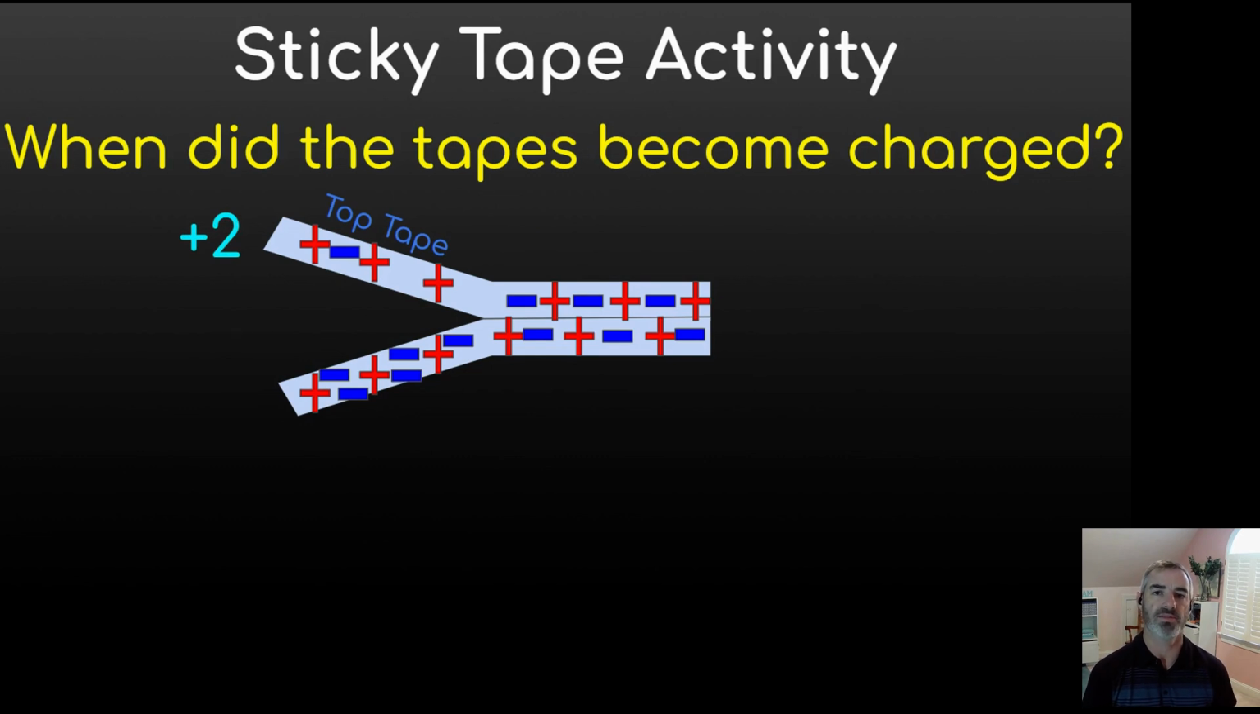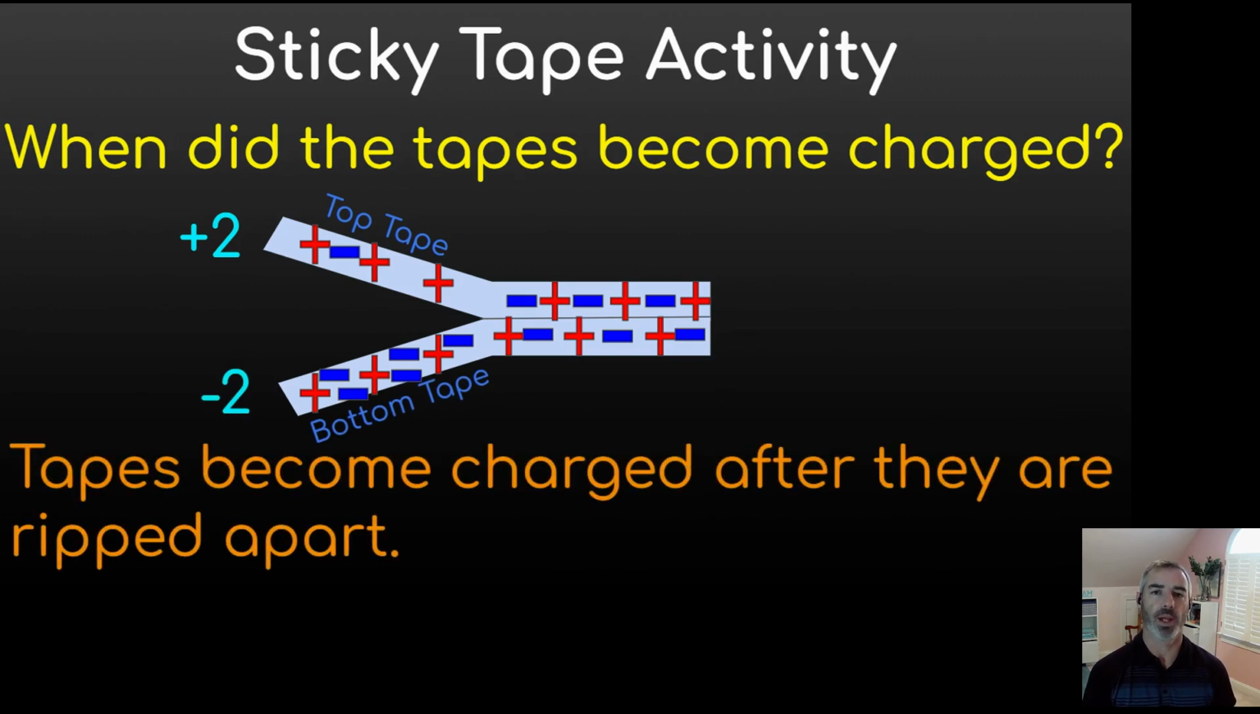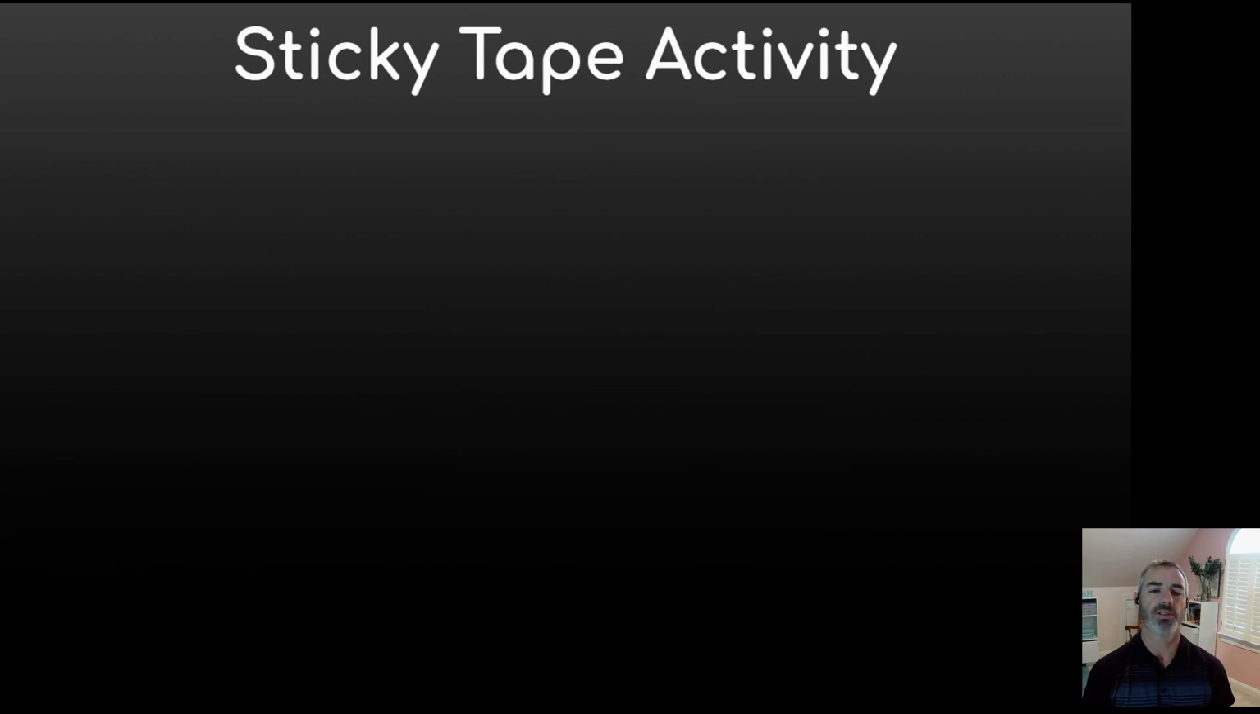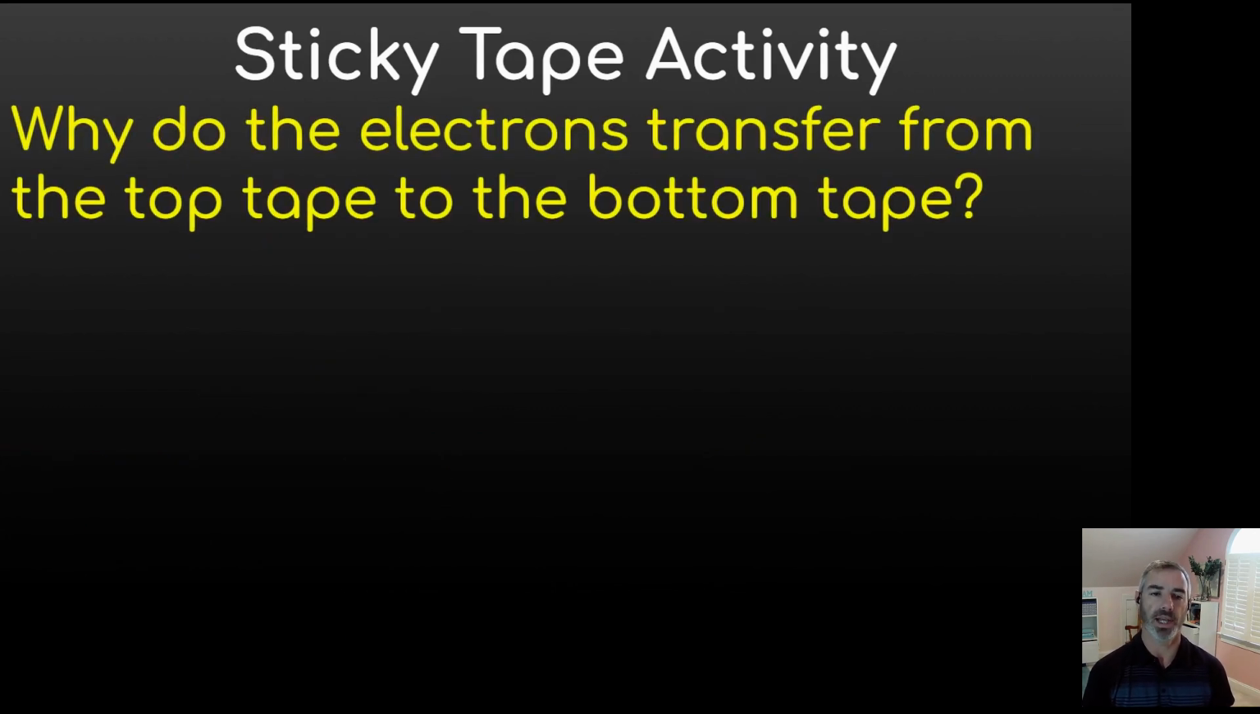And the bottom piece of tape gained those 2 electrons, and that makes the bottom piece of tape a charge of -2 because it gained 2 electrons. So the tapes became charged after they were ripped apart, not during the ripping off of the table. And this is known as charging by friction, because the friction is what transferred those electrons from one tape to another. Now, why do the electrons transfer from the top tape to the bottom tape?